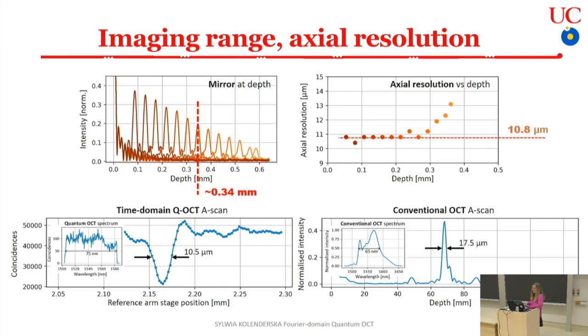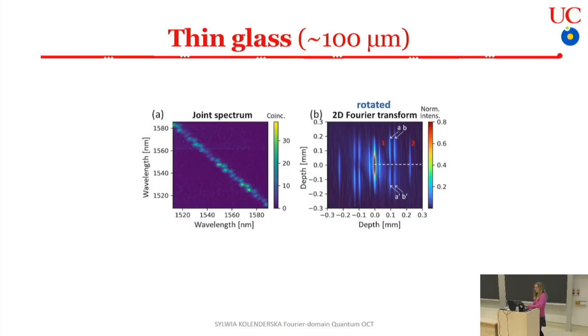Yes, in the case of conventional OCT, it's not exactly twice as bad, and that is because the width of the quantum OCT spectrum, so the diagonal width, is slightly bigger than the full width at half maximum of the light source used in the conventional OCT. But yeah, you can see that effect.